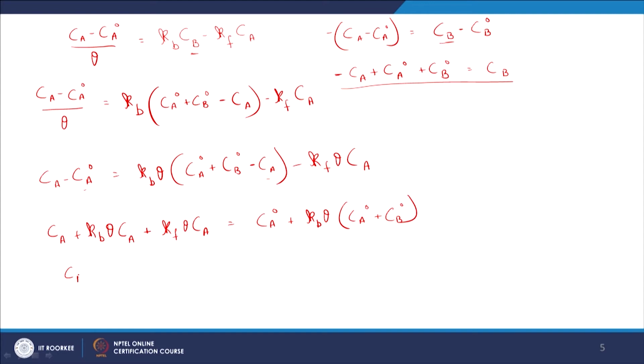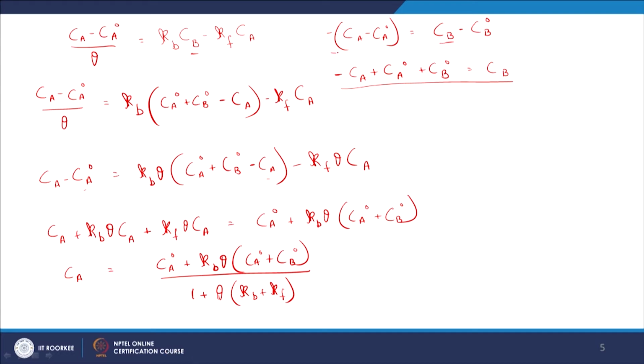CA is going to be equal to CA naught plus KB theta times CA naught plus CB naught, by, and what else do we have here, 1 plus theta into KB plus KF. So let us just review what we have been up to.